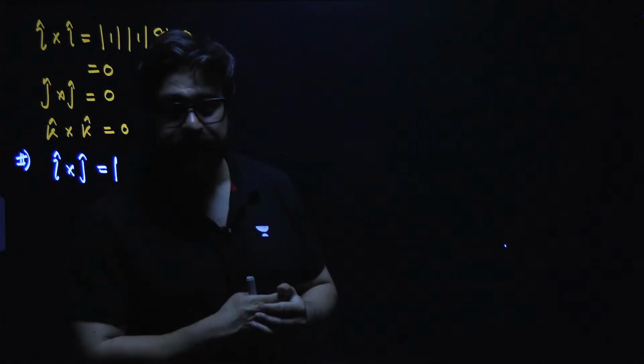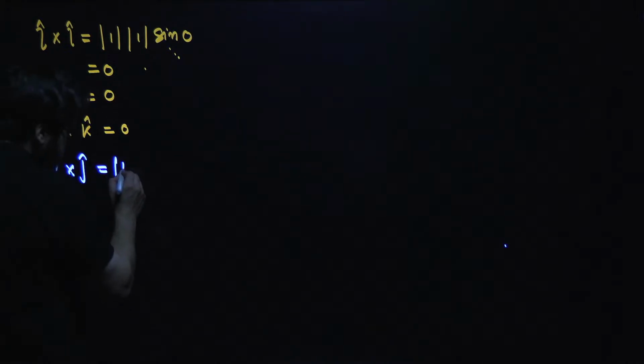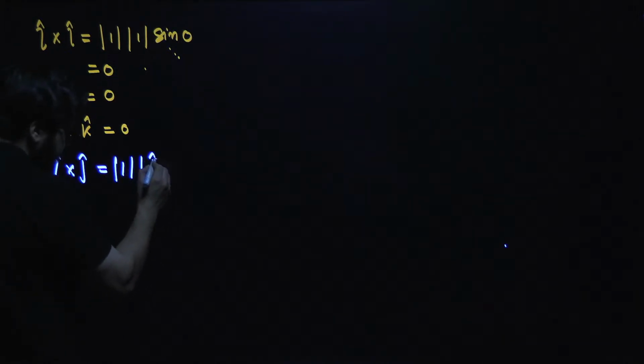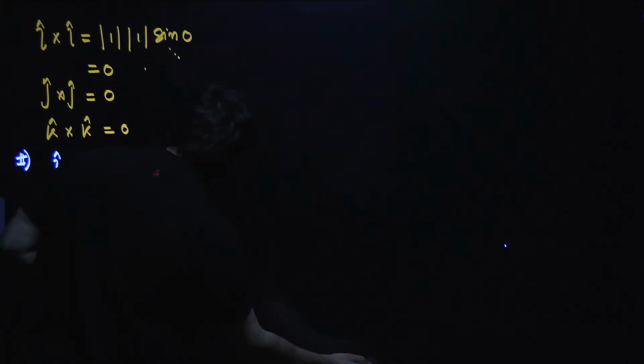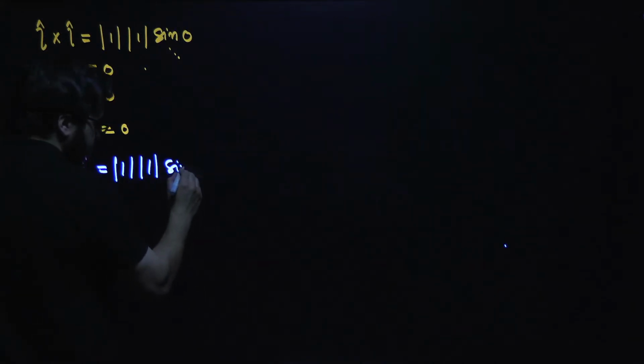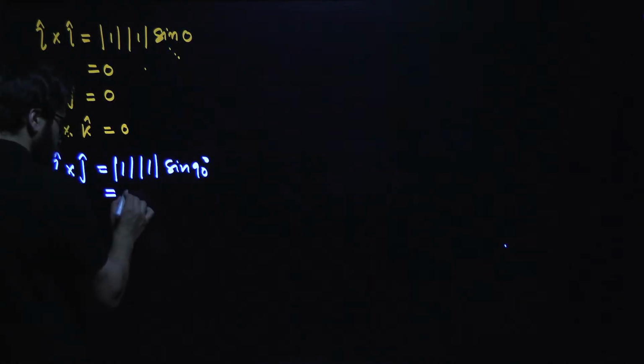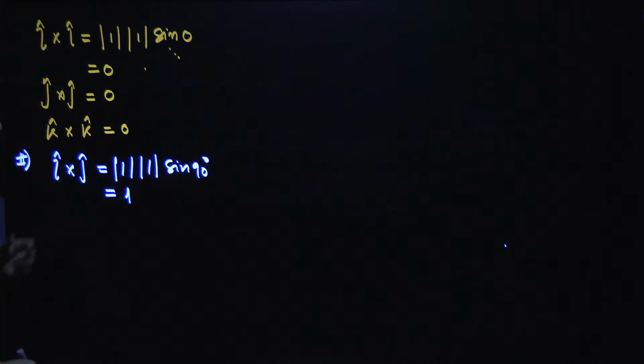Okay. Now see, I cross J. That is mod of I, mod of J. Mod of J is 1 itself. Then the angle between these two is 90, so sine of 90. Sine 90 is 1. So this is 1 into 1 into 1, which is 1. So I cross J is 1.